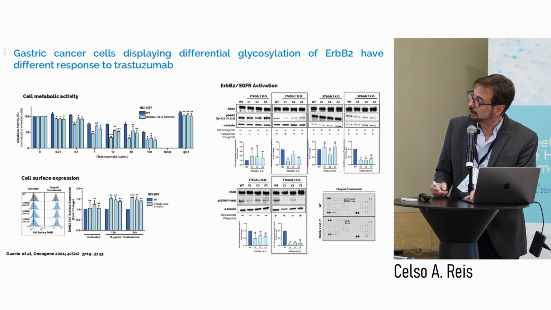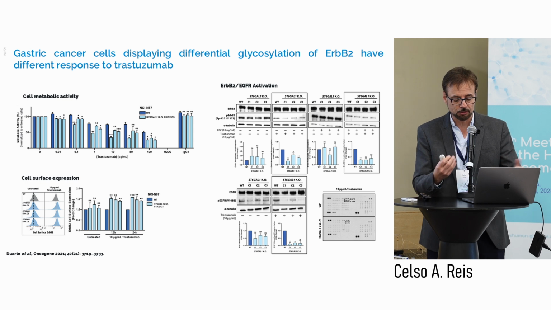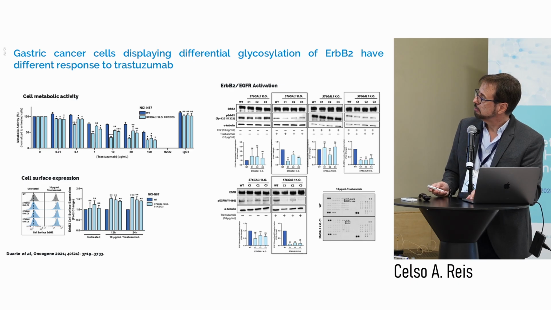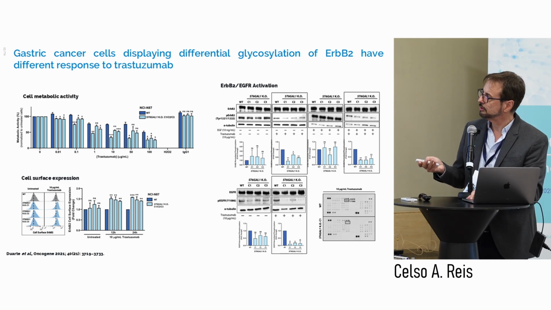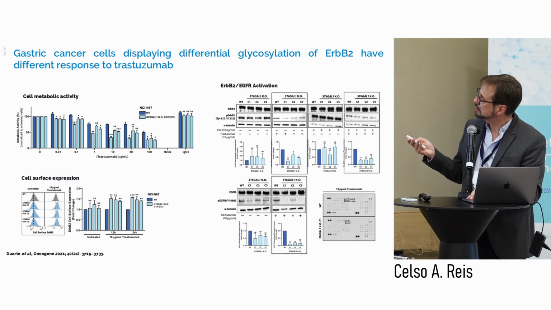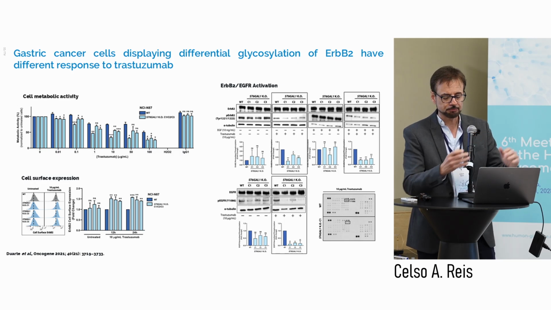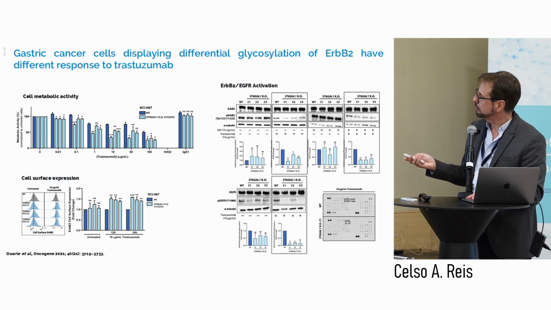But it turns out that these different glycoforms, the cells having this receptor with different glycoforms, respond differently to the therapeutic approach. This is at different levels of analysis. If you study metabolic activity of the cells treated with trastuzumab, but also the activation of the receptor, and even the partners, because HER2 makes heterodimers with EGFR and induces oncogenic signaling, you could also observe significant changes in EGFR depending on the glycosylation.